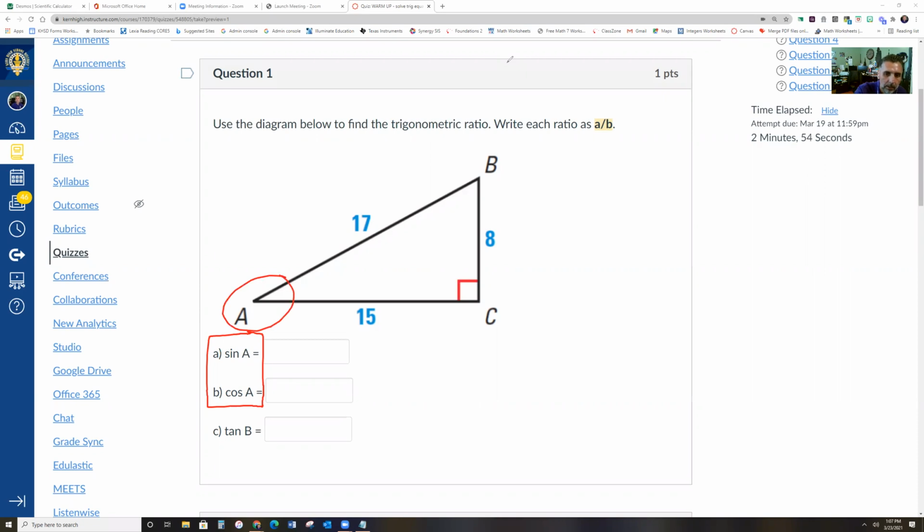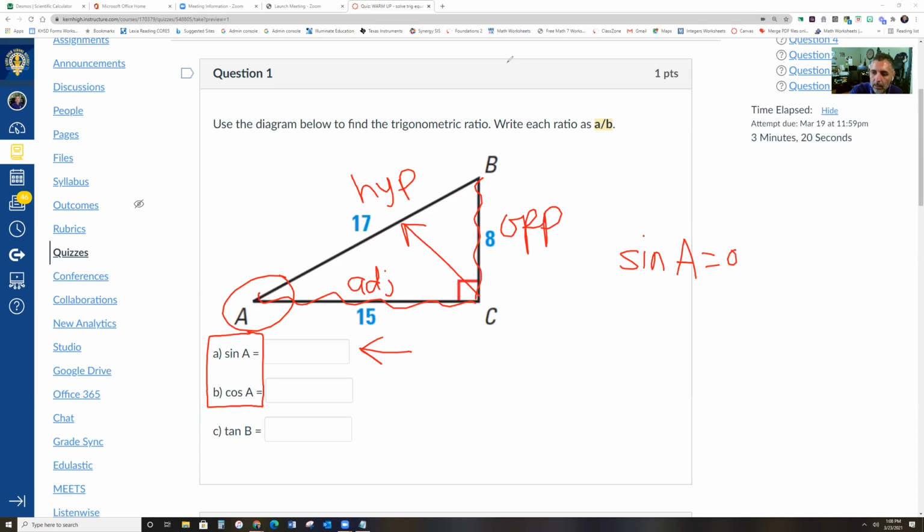So here's the angle. If you go across this way, this is the hypotenuse, right? And then this side here is the adjacent side. And then this side over here would be the opposite side. Okay, and then if we look at 1A, that's sine of angle A.